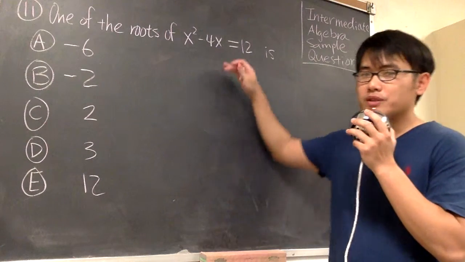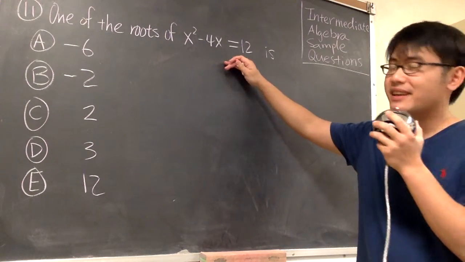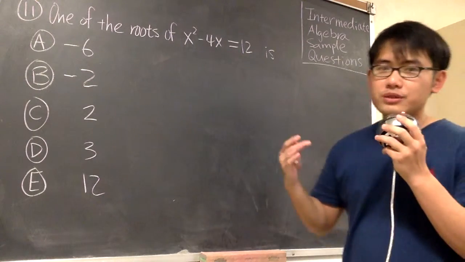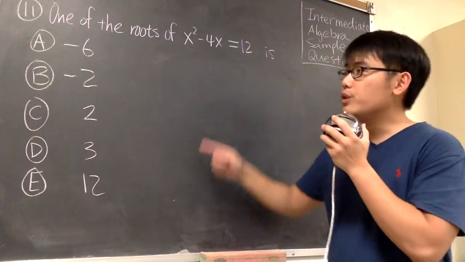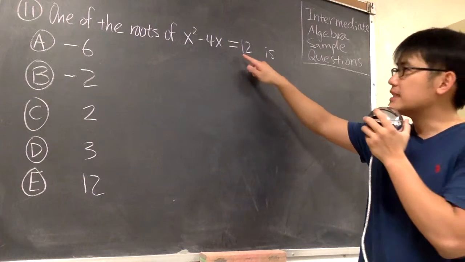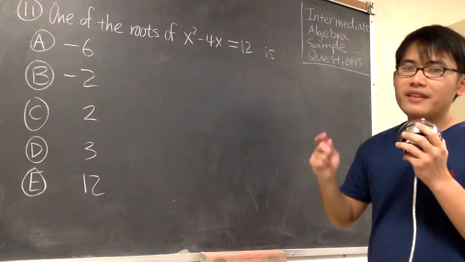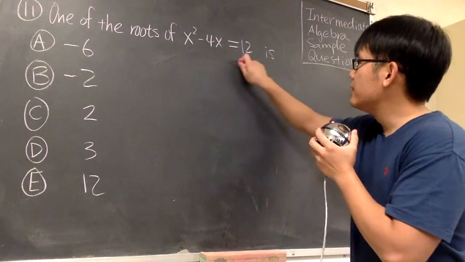So in this video, we will solve this quadratic equation by factoring. Here we have x squared minus 4x is equal to 12. And to solve a quadratic equation by factoring, we are going to make one side equal to 0. As you can see, on the right hand side, we have a positive 12. Therefore, let's subtract 12 on both sides.